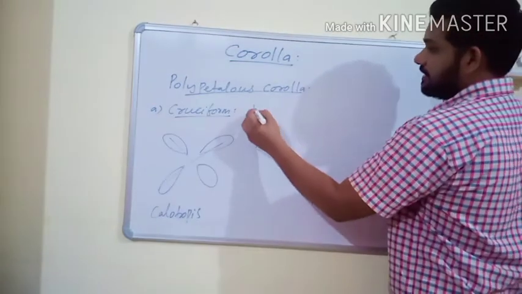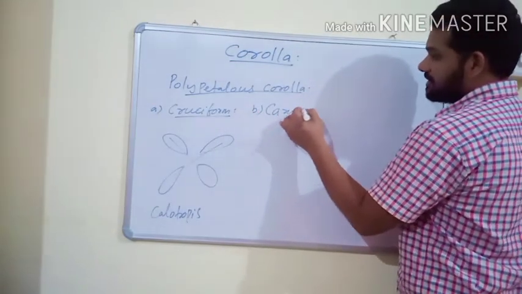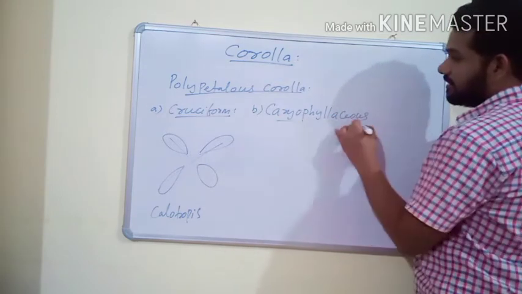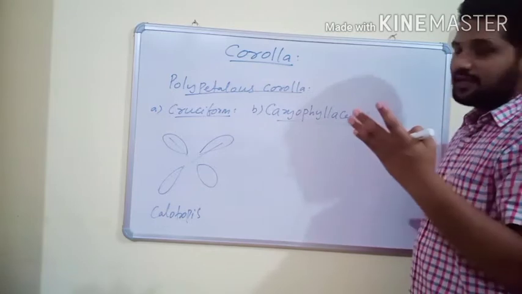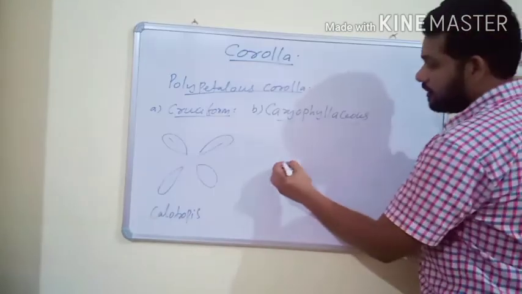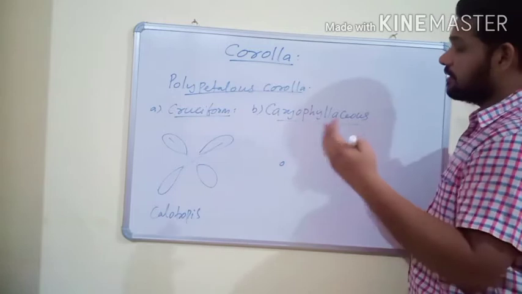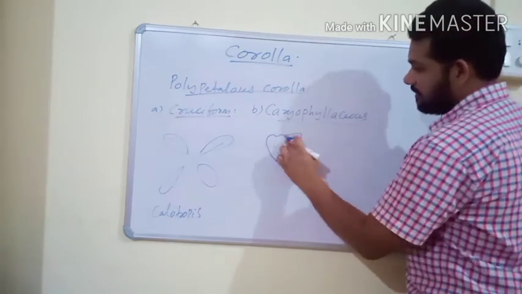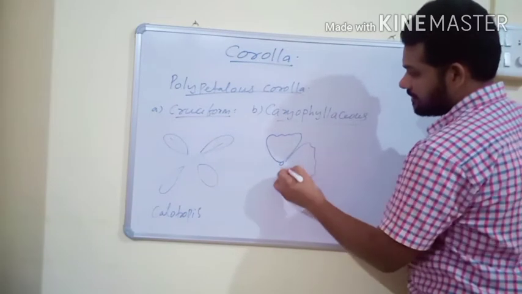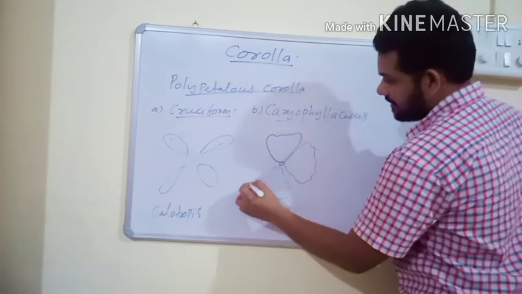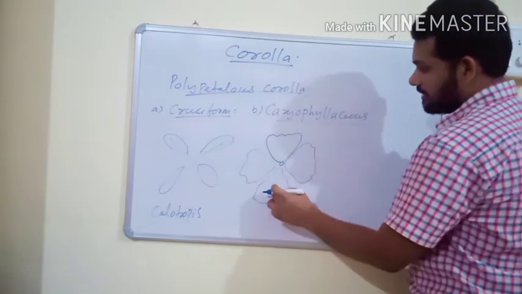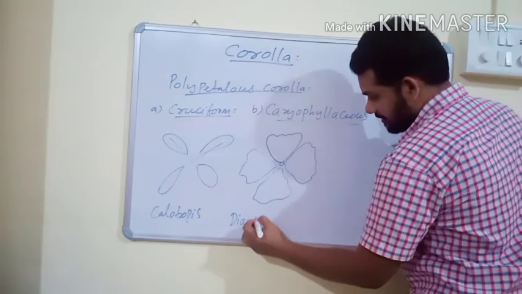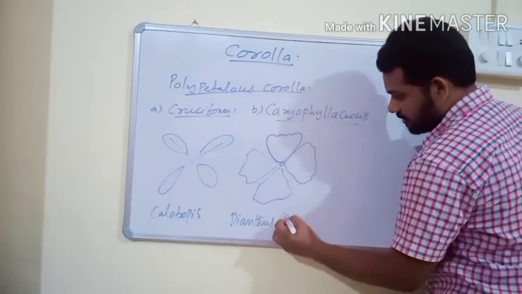And the second one is caryophyllaceous corolla. In caryophyllaceous corolla also there are 4 free petals, and all these 4 free petals have horizontally bent limbs. They are free petals, and all these free petals have horizontally bent limbs. An example is dianthus. And dianthus is commonly known as pink.